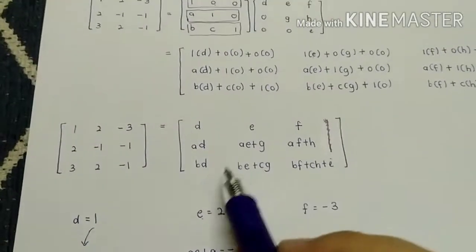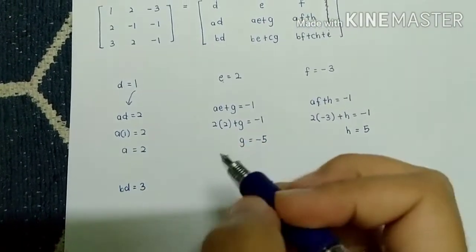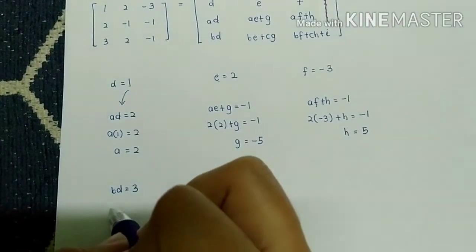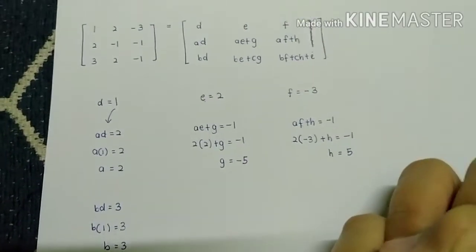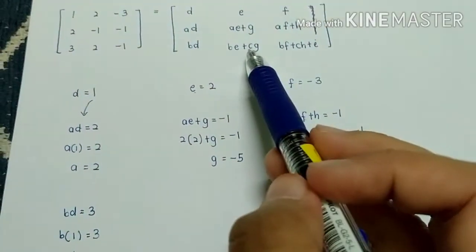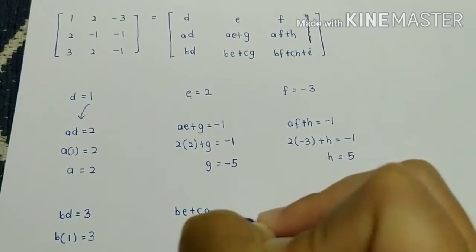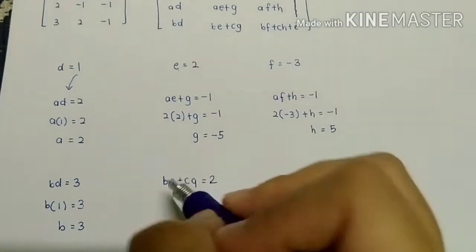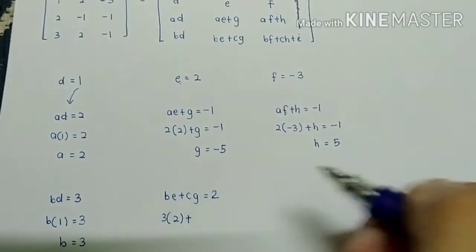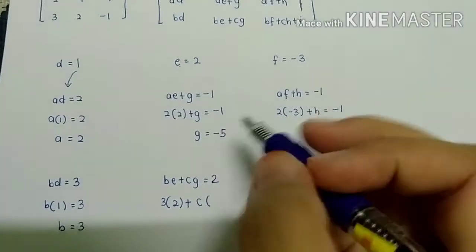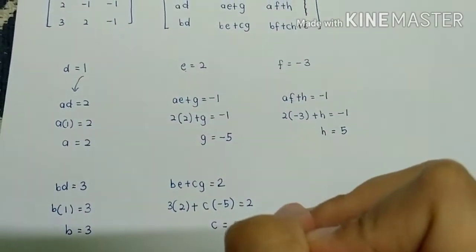For the third row, we have BD equals 3. We can substitute the value of D. So B times 1 equals 3. Therefore, B is 3. Then we have BE plus CG equals 2. The value of B is 3 times E, E is 2, plus C times G, G is negative 5, equals 2. So C is equal to 4/5.